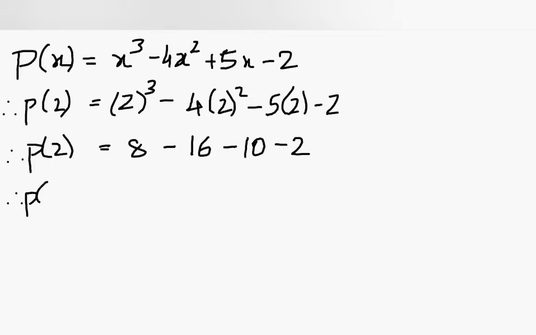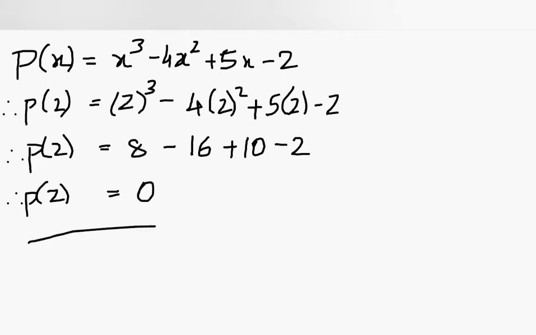So therefore p of 2 is equal to, okay, wait, sorry, I made a mistake. So it's plus, okay, now it's perfect. Now minus 16 minus 2 is minus 18, and 8 plus 10 is 18. So 18 minus 18 is 0.